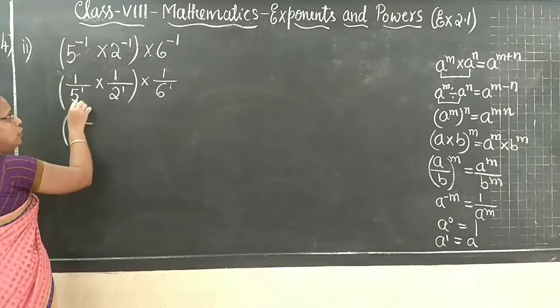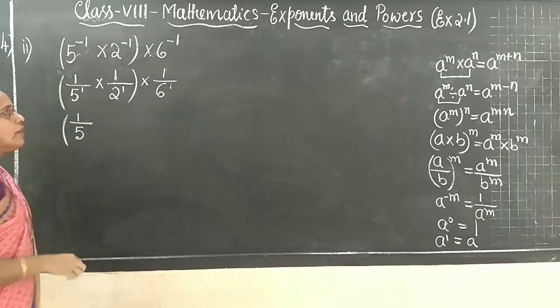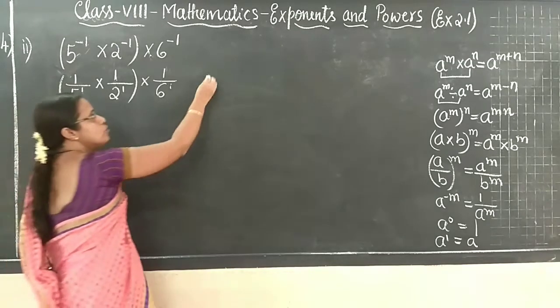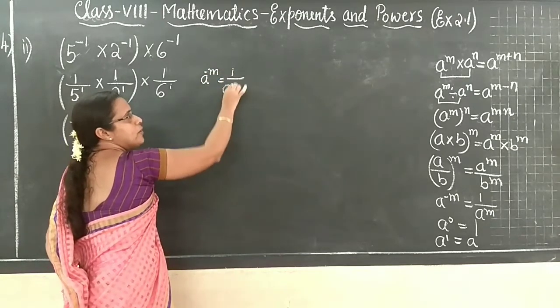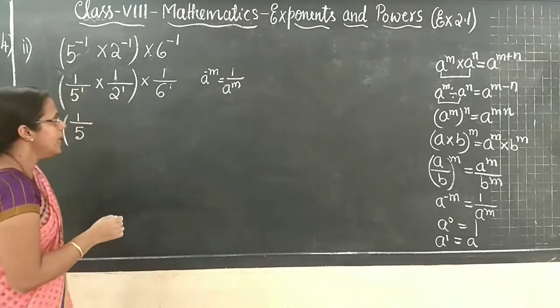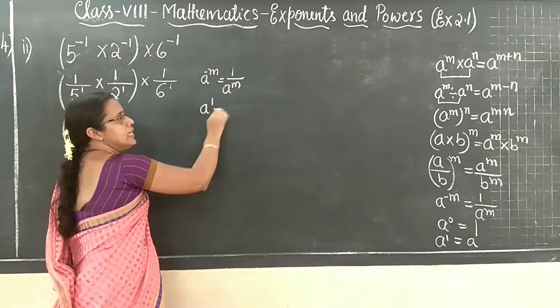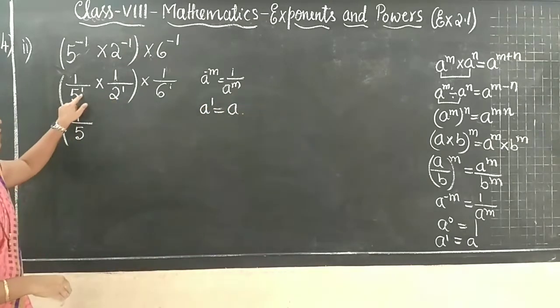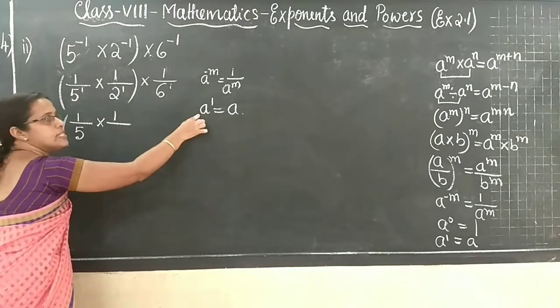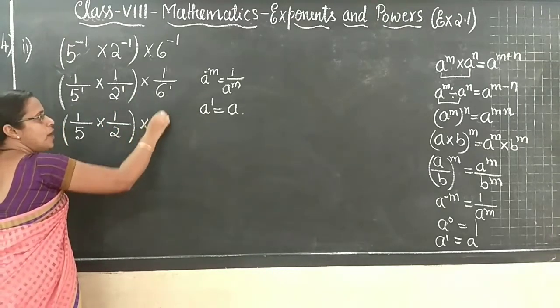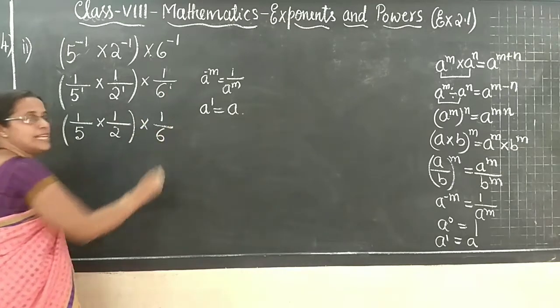Now what can you do here? 1 by 5 to the power of 1 is 5. Which law do you use, children? a to the power minus m is equal to 1 by a to the power m. So a to the power 1 is a. 5 to the power of 1 is 5, into 1 by 2 to the power of 1 is 2, into 1 by 6 to the power of 1 is 6.